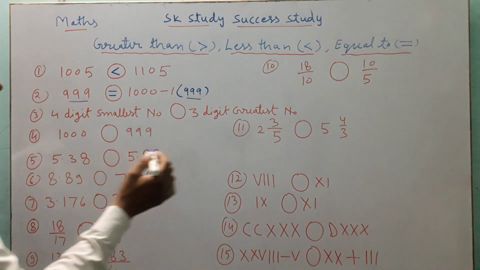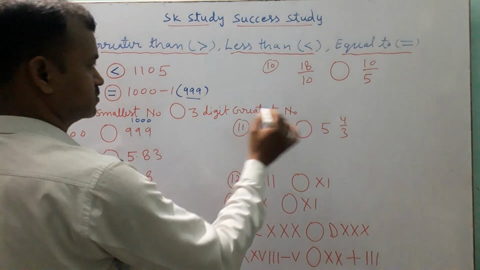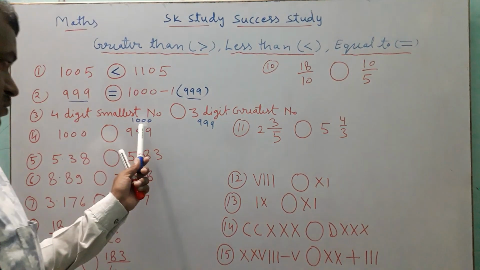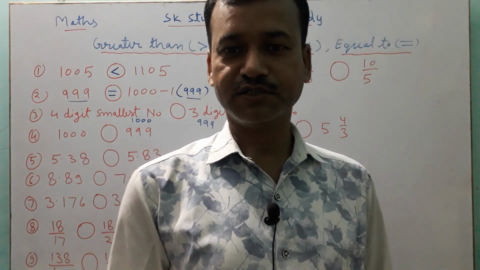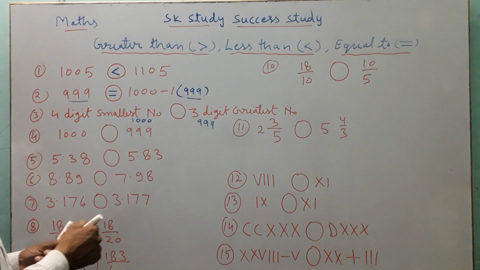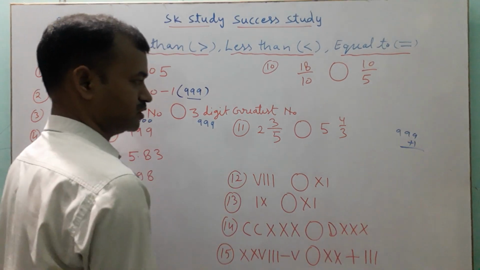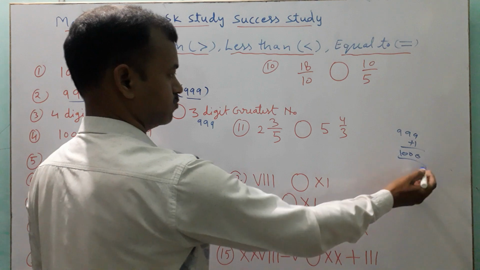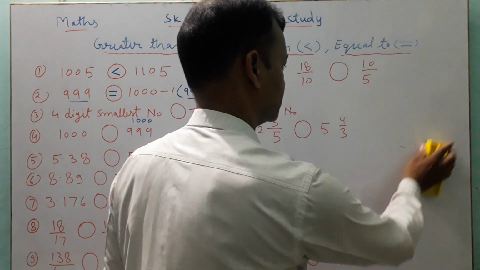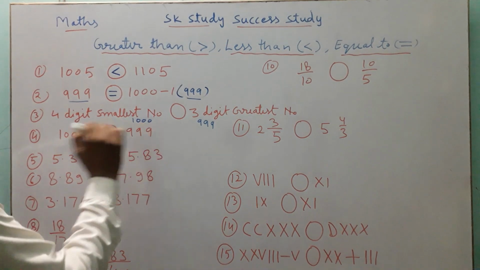4-digit smallest number means 1000. 3-digit greatest number means 999. Now we compare them. It means 1000 is greater than 999, because if we add 999 plus 1, we carry and get 1000. So 999 is smaller and 1000 is greater. So here is the symbol of greater than.